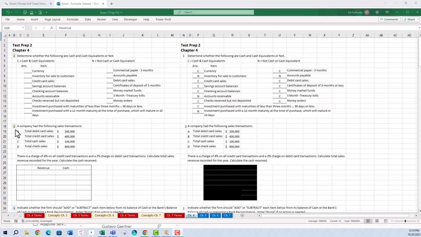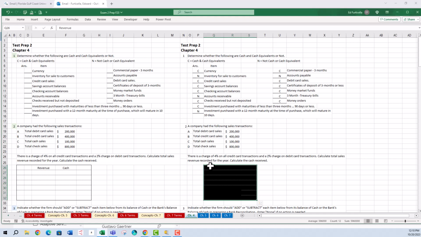The second drill asks you to determine the revenue and cash received from a series of transactions. Again, we tell you that there's total debit card sales, total credit card sales, cash sales, check sales. We also tell you that if there was a credit card used, we are responsible for a 4% service fee. If our customers use their debit card, there's a 2% service fee.